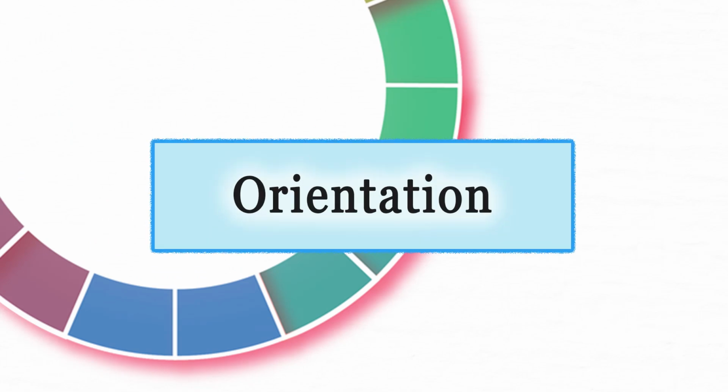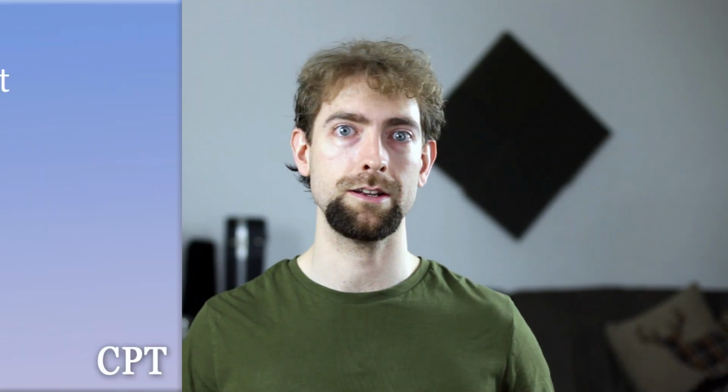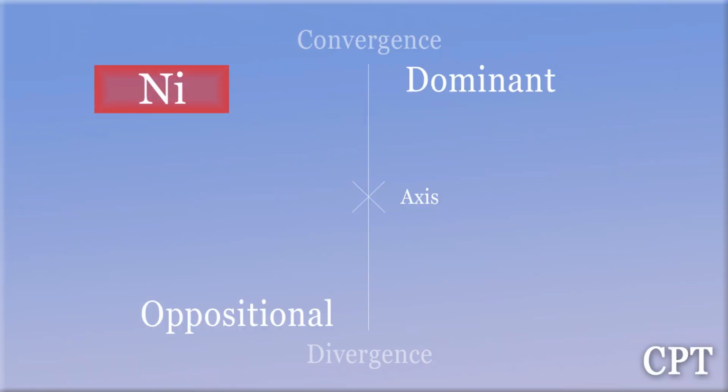And just to throw even more complexity into this equation, CPT assigns 4 different attributes to each specific cognitive function. These attributes go as follows. Orientation. This is simple enough. Your dominant function will be one orientation, your oppositional function will be the opposite orientation. So INFJ, introverted intuition, opposite function, opposite end of the spectrum, would be extroverted sensing.